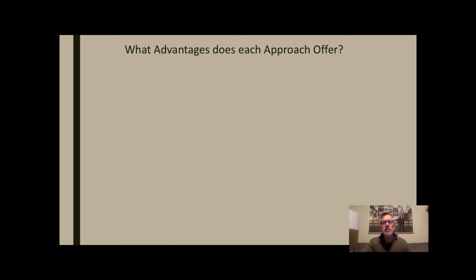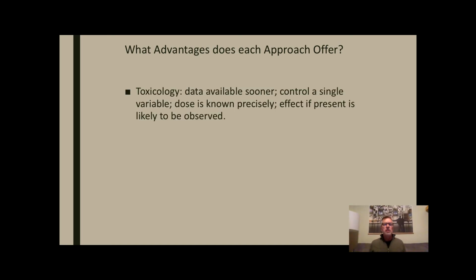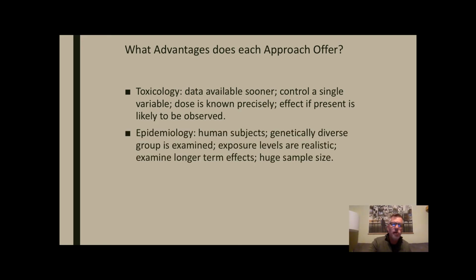Each approach has its particular advantages. For example, with toxicology, you get the data relatively quickly, you control a single variable, the dose that the animals are exposed to is known precisely, and the effect, if present, is likely to be observed. In contrast, epidemiology has the advantage of using human subjects. You have a genetically diverse group that is examined. You have exposure levels that are realistic because that's what really happened to these humans. You get to examine longer term effects, and you have a very large sample size. So those are the advantages of epidemiological approaches.